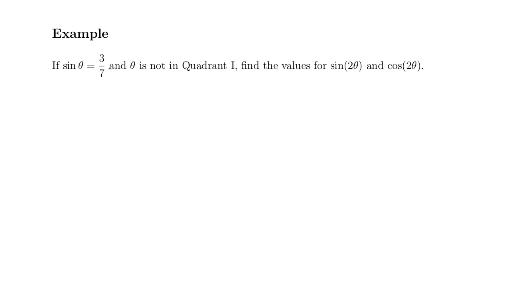So first, sine theta is positive. Remember, on the unit circle, the sine is the y value. And so we're in a positive y value. That means we're either in the first or the second quadrant here, because those are the ones where y is positive. So since we're not in quadrant 1, we have to be in quadrant 2. So why is that important? Well, that means that cosine, the x value, is going to be negative.